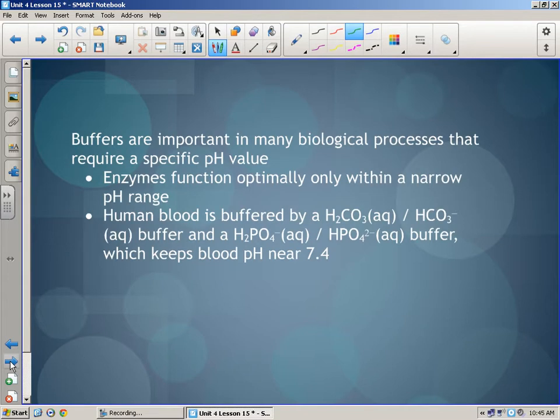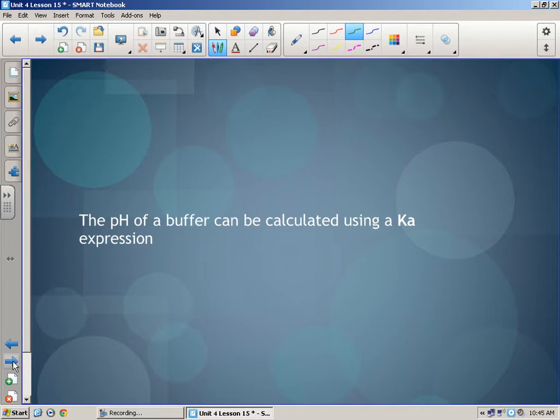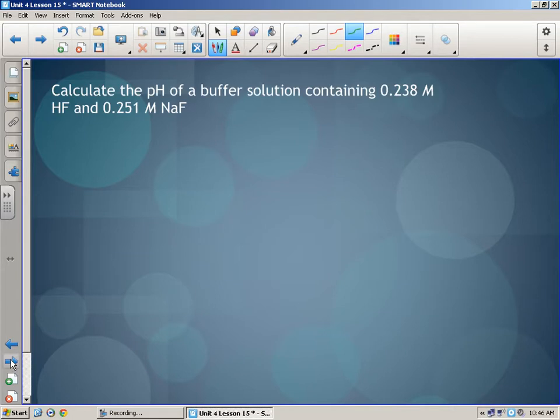Buffers are important in many biological processes that require a specific pH value. Enzymes function optimally only within a narrow pH range. Human blood is buffered by H2CO3 and the hydrogen carbonate ion, and by the H2PO4- and HPO4 2- buffer, and that helps keep blood near a pH of 7.4. The pH of a buffer can be calculated using a Ka expression, so we're going to take a look at that here. Now, here's an example of a buffer solution.